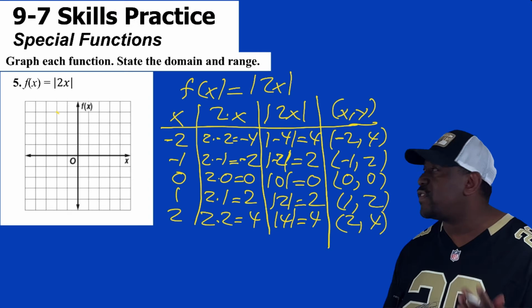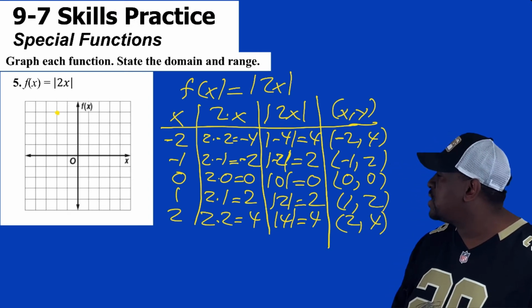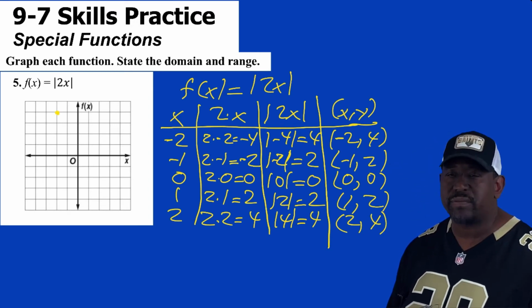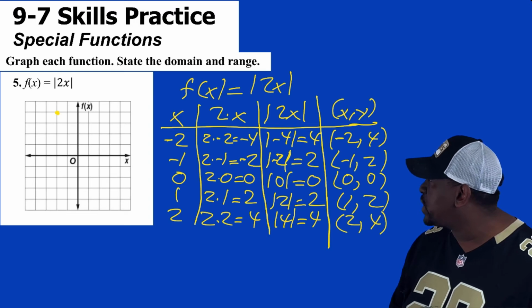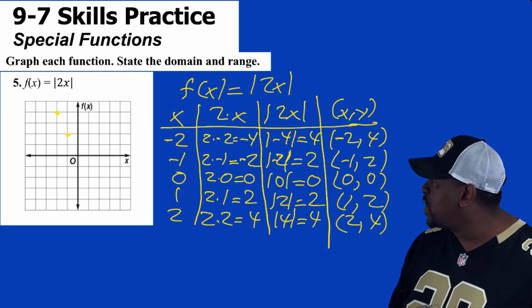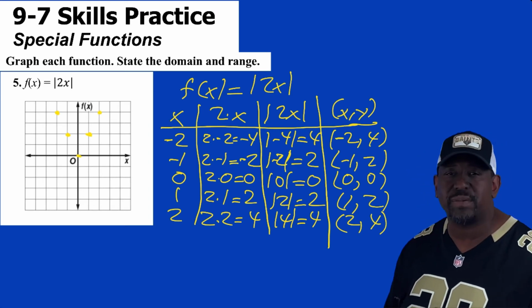So what does a graph of an absolute value function look like? We're going to graph these points and see. So we have our first point, negative 2, 4: 2 to the left, 4 up. And we go 1 to the left, 2 up. And we do 0, 0. And we go 1 to the right, 2 up. 2 to the right, 4 up. And we get a V-shaped curve.